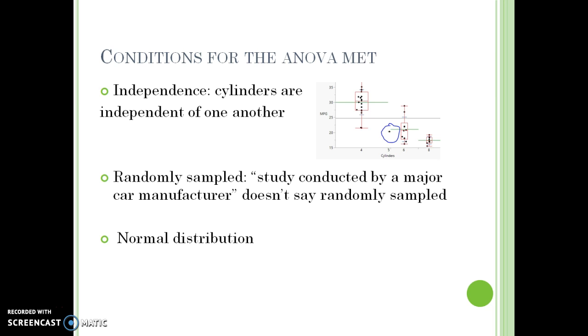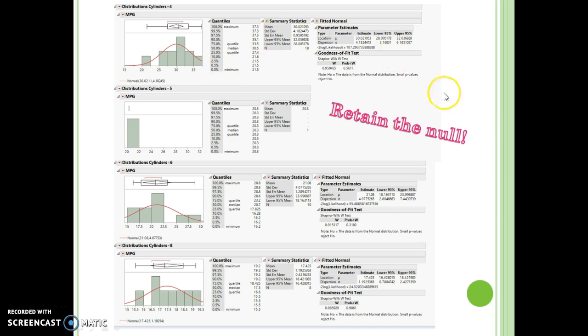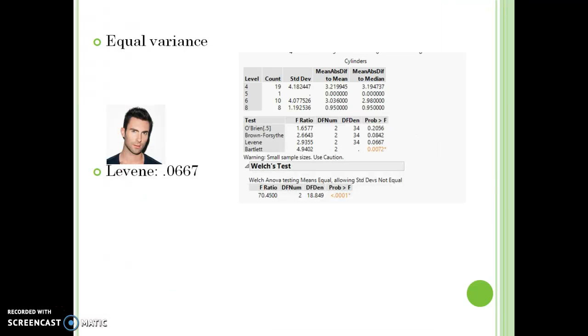Next, we check for normal distribution. So we go to the distribution module, and we look under the p-value. So for the 4 cylinders, it's 0.5617. There is no p-value for the 5-cylinder because in order to do the goodness of fit test, you need 2 inputs, and this only has 1. And then for the 6 cylinders, the p-value is 0.3180, and in the 8 cylinders, it's 0.9861. So because of all these values, we are going to retain the null and say that we have no reason to think that the data did not come from a normal distribution.